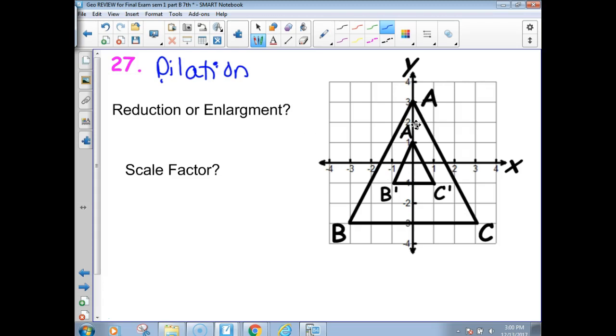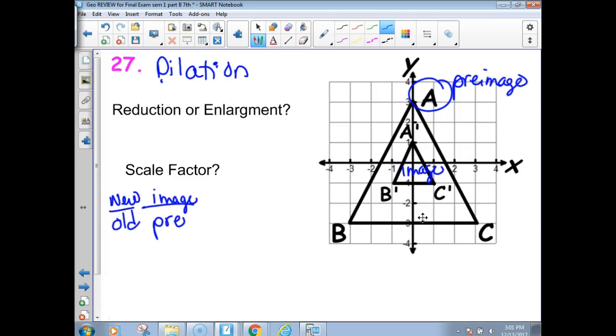A prime is the new one, isn't it? All right, so this one's the image, and this is the pre-image. So you do image divided by pre-image to get the scale factor, which is like saying the new over the old. All right, so we're going to figure this out. So if you went from this bigger triangle to the smaller triangle, it was clearly a reduction. Okay, and they want to know by how much. That's what scale factor is.